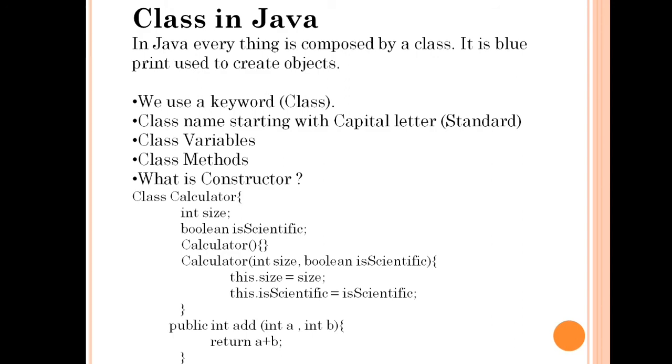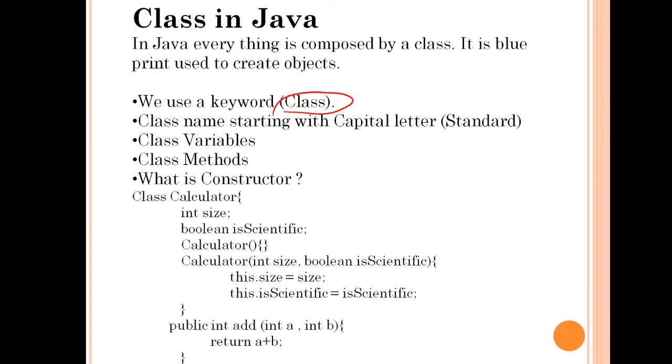Before continuing with the flow, switch statements, and the loops, I would like you to have a look at classes, because they are compulsory to understand what we're doing in the demo. So let's have a quick look at what classes are, what the purpose of classes is, and how we create an object out of a class. In Java, everything is composed of a class. It is a blueprint used to create objects. We use a keyword called class to create a class.